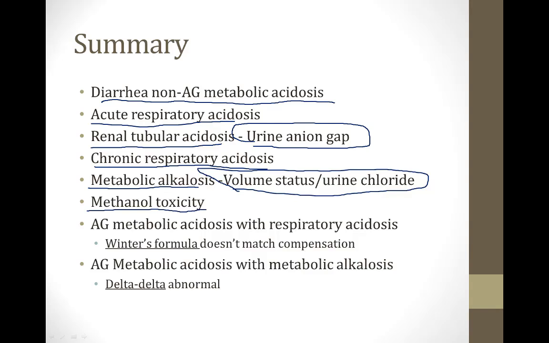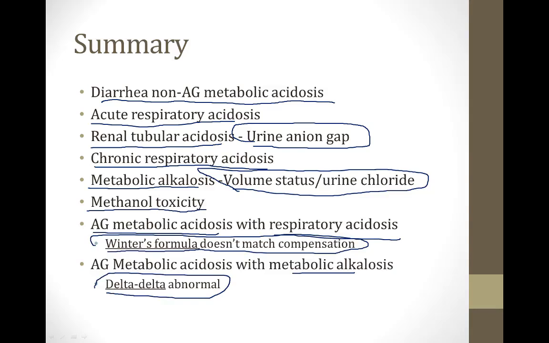And then finally, we did two mixed disorders. The first was an anion gap metabolic acidosis with a concomitant respiratory acidosis. And in these situations, Winner's formula doesn't match, and that's how you can recognize them. And then the last question was a patient with a metabolic acidosis and a metabolic alkalosis, and this is where the delta-delta was abnormal.